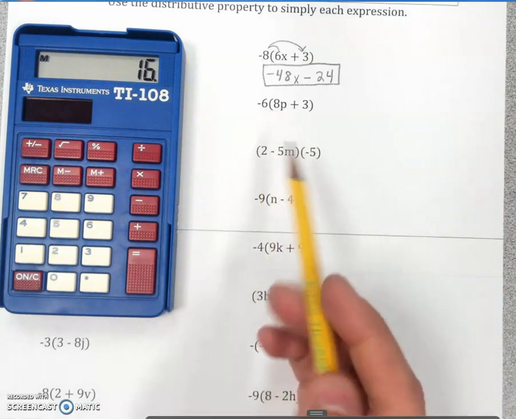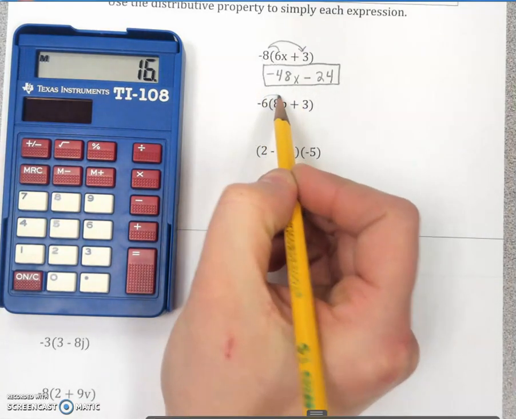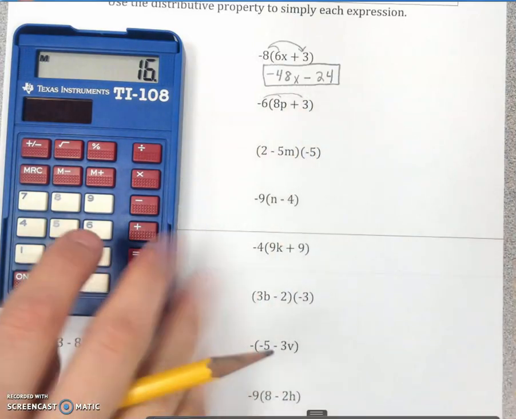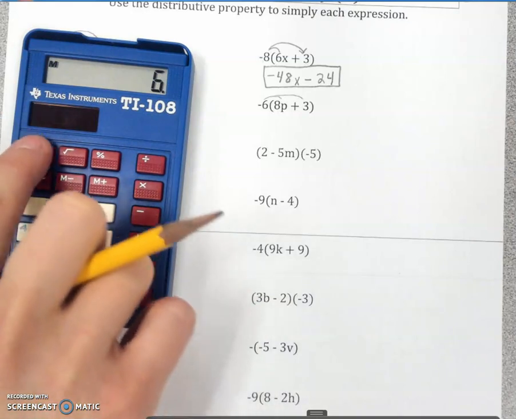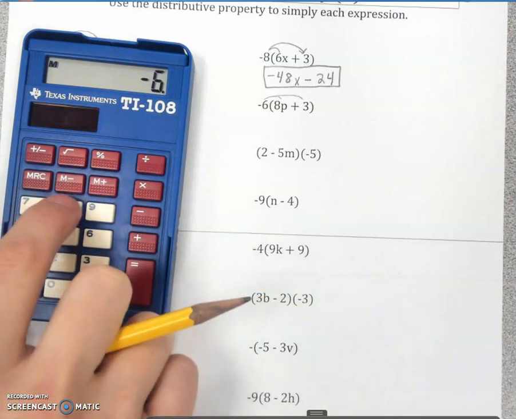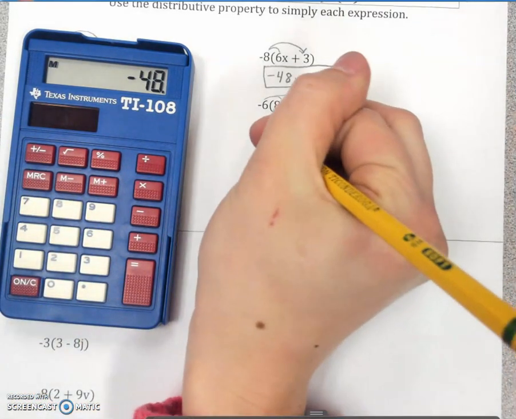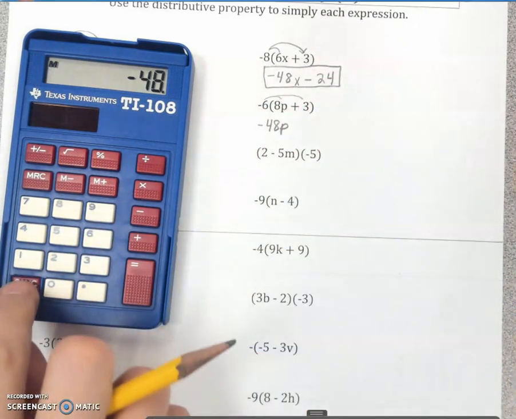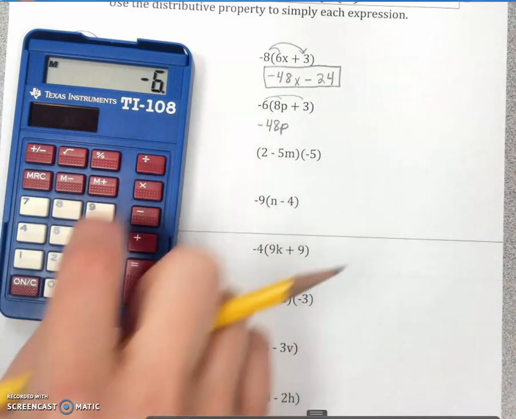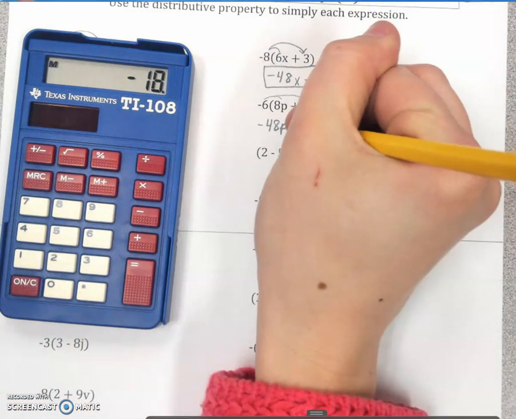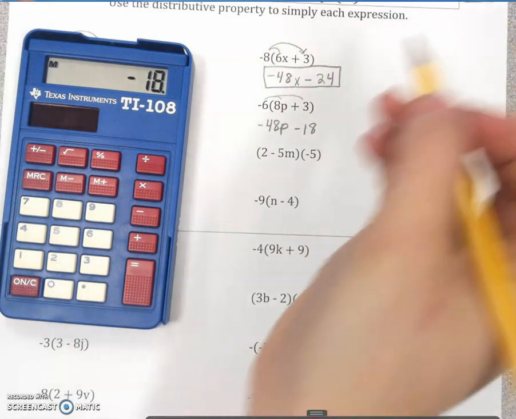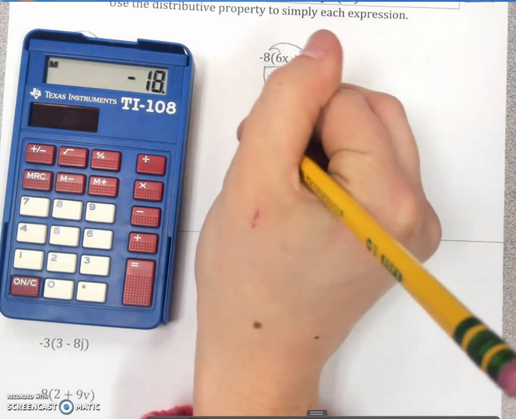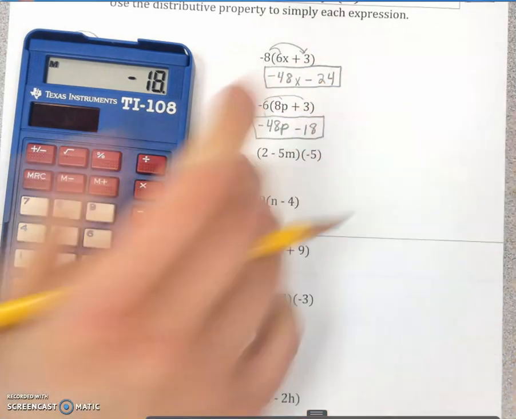I'm going to do this one here. Again, distributive property. I'm distributing my negative 6 across the board. Negative 6 times 8p. You guys, I know what it is, but I'm going to show you how to do it on the calculator just in case. Negative 48p. Negative 6 times 3 is negative 18. You guys, that makes sense. A negative times a positive is a negative. So my answer is negative 48p minus 18.